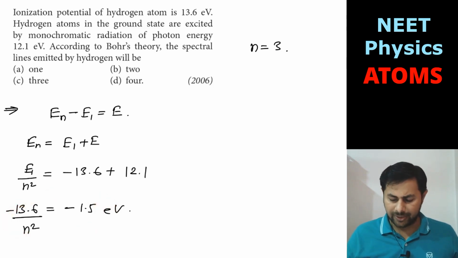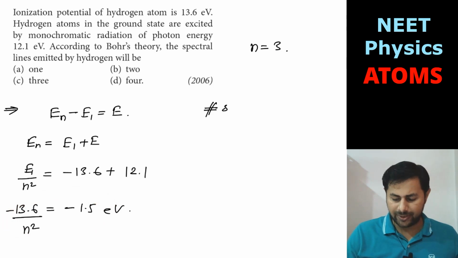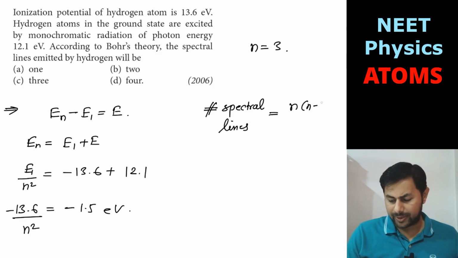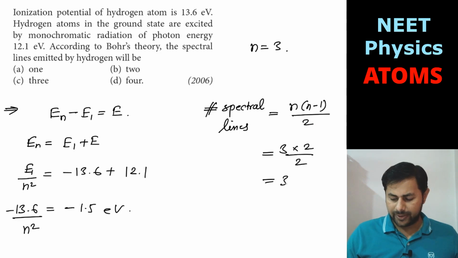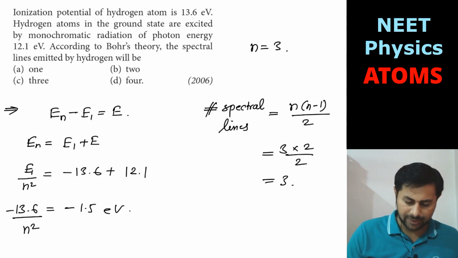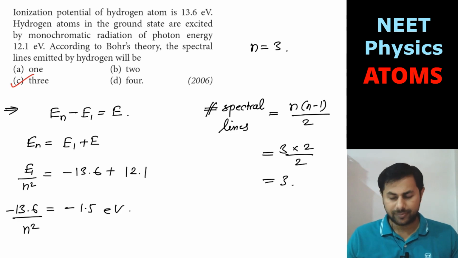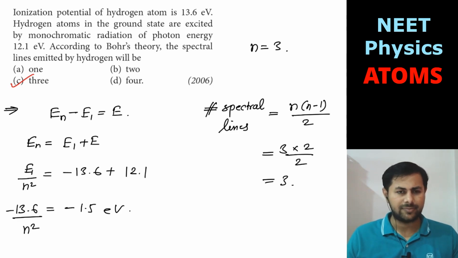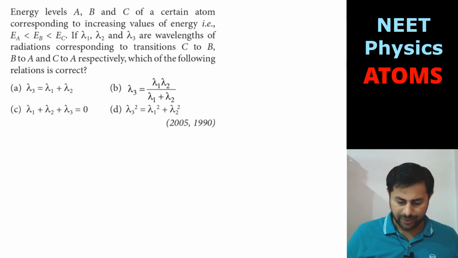And if n is equal to 3, how many spectral lines are emitted? Tell me. It's n times n minus 1 divided by 2. So that is 3 times 3 minus 1, which is 2, upon 2, which means 3. So 3 spectral lines would be emitted, right? This is clear. All right, good. Let's see the next one.